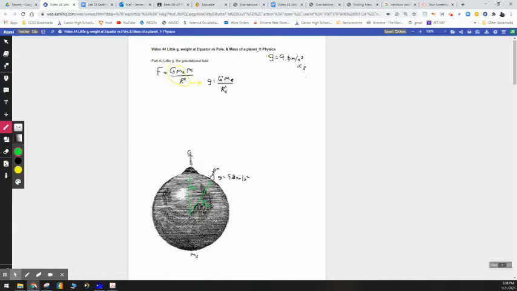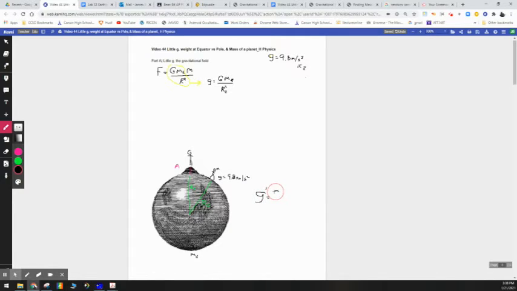Now we have some altitude here, and this here is the altitude A. Looking at this, the altitude plus the radius of the Earth is bigger. So what's the new g here? We'll call it g prime to differentiate it.